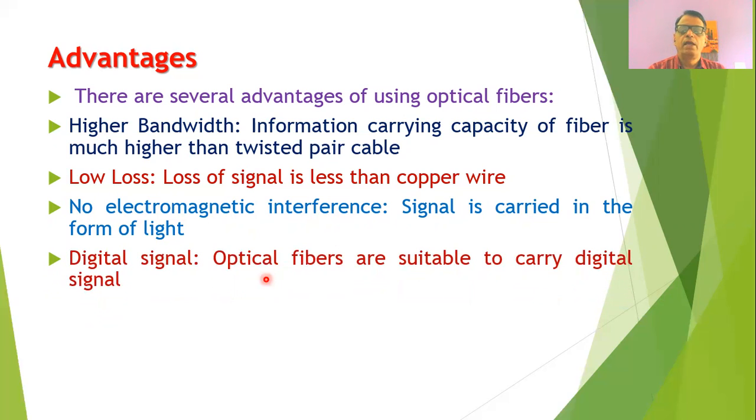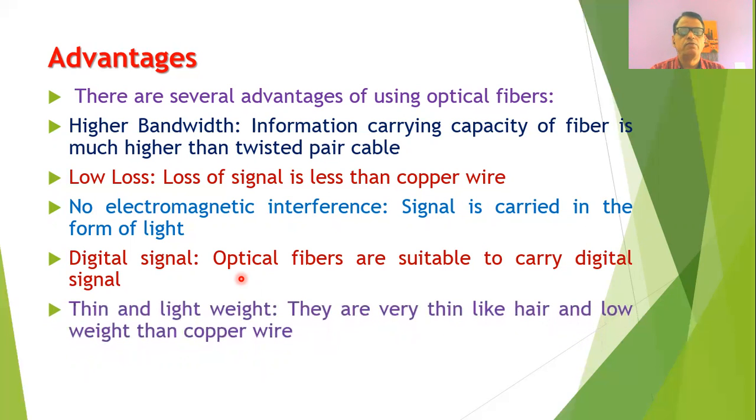In optical fiber cable, we transmit the signal in the form of light pulses, and therefore you can say that this is more suitable to carry digital data. Most of the modern systems are digital, and therefore carrying digital data becomes easy by making use of optical fiber.